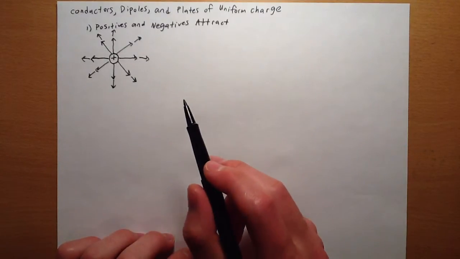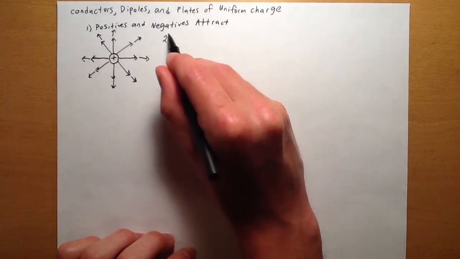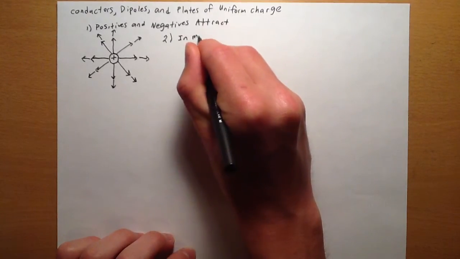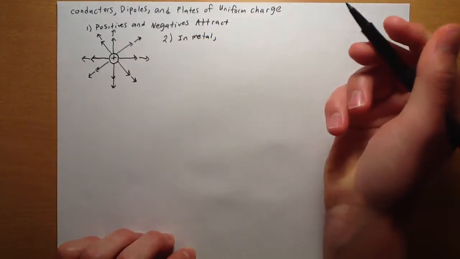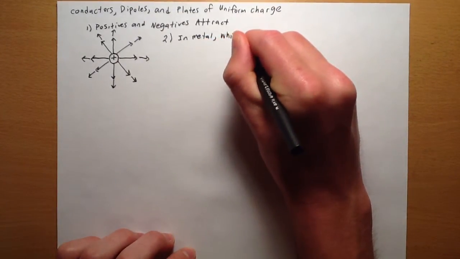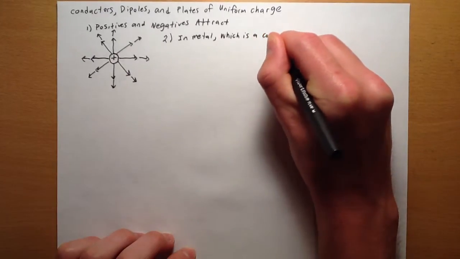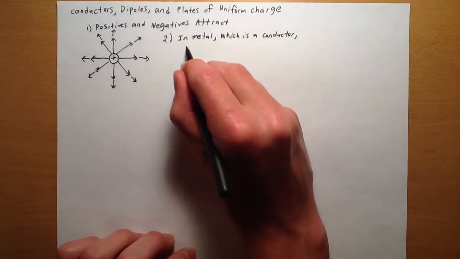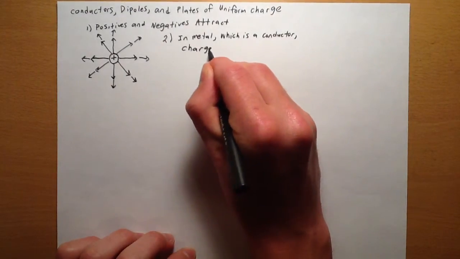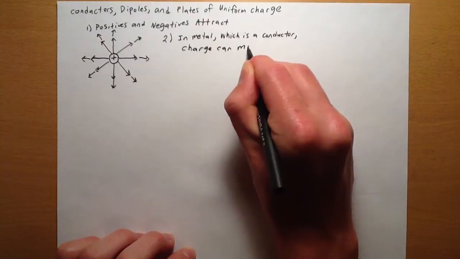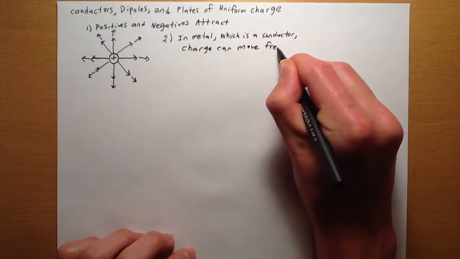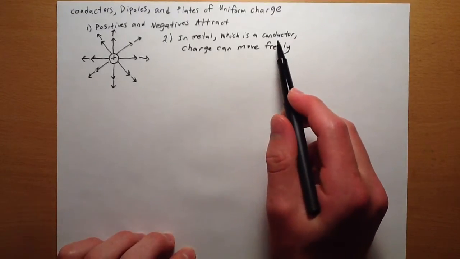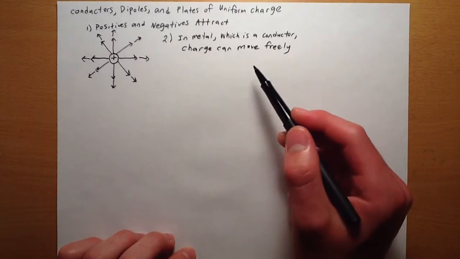Now there's also another concept I want to introduce. That is that in metal, which we know is a conductor, charge can move freely. You may not have heard the term conductor before, but conductor means that charge can move freely.